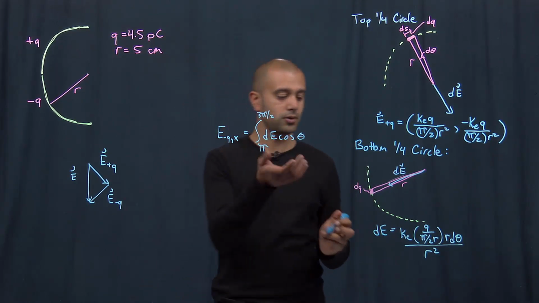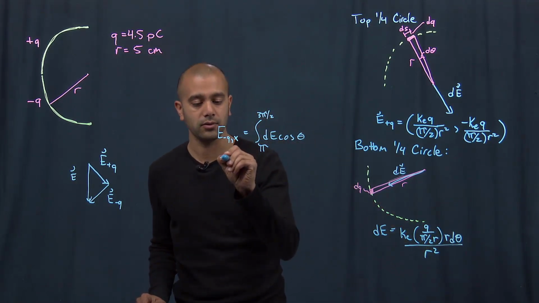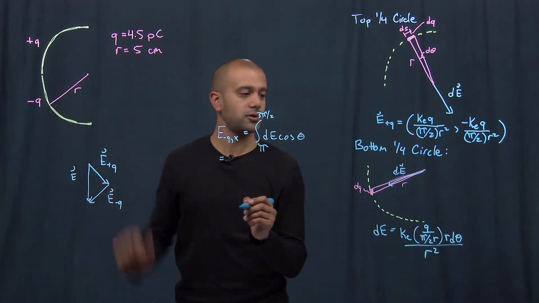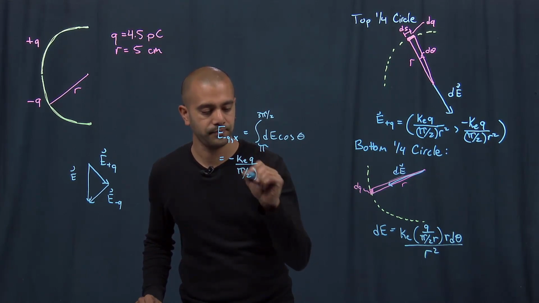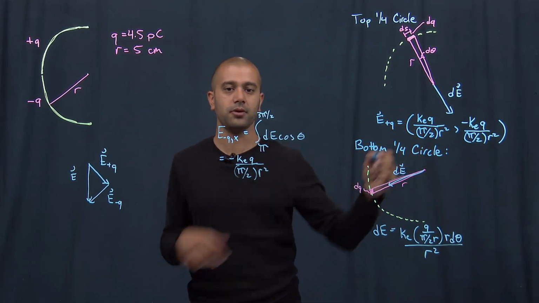Okay, so there's your integral. You can plug this in. You have everything in terms of a single variable. And when you carry that out, you'll find that the x component for the bottom quarter circle is equal to minus KEQ divided by this guy. Right? So it's the same magnitude as this x component, but it's negative.